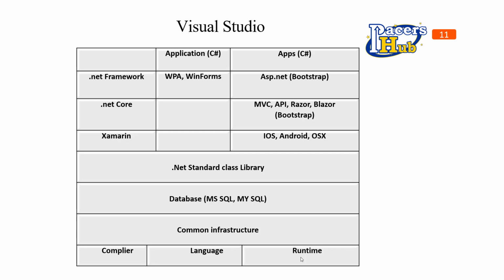Now, we know Visual Studio can do a whole lot of things, but we will not cover everything in this beginner training that we want to do. But by way of overview, we know that if you talk about the .NET Framework, we only have WPF or WinForms at the level of application, and the level of apps. We have ASP.NET using Bootstrap. But when we talk about .NET Core, we have it in the app. Now we have it in four: MVC, API, Razor, and Blazor.